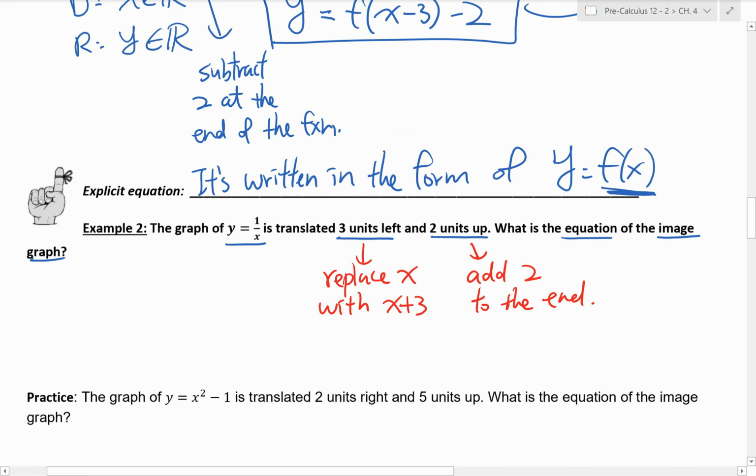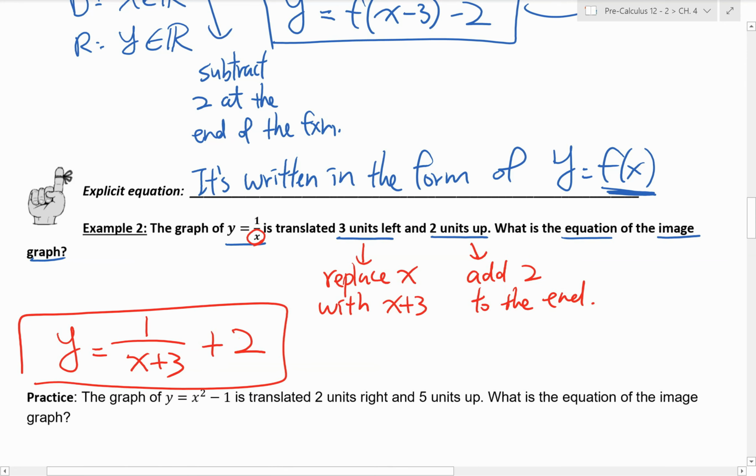So now here's the answer. It's actually very easy. y equals 1 over x. It says replace x with x plus 3, so where I see x, I write x plus 3 instead. Now we add 2 to the end. Be careful, to the end doesn't mean here. It means at the end of the function. After 1 over x is finished, we add 2 to that. So plus 2 at the end like that. That would be the equation of the image graph.